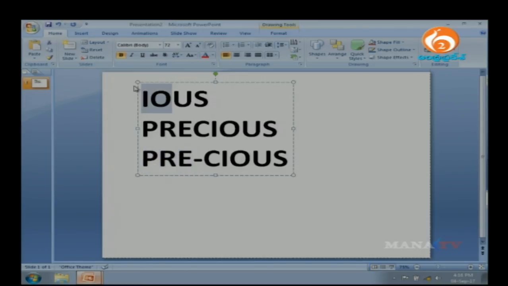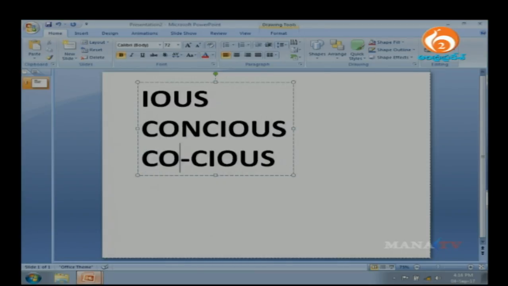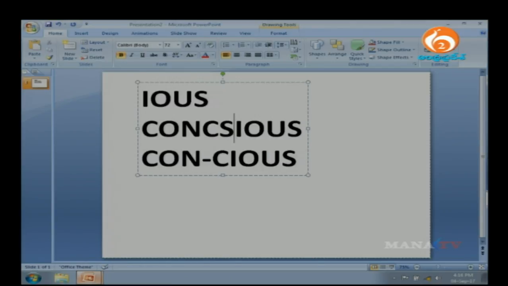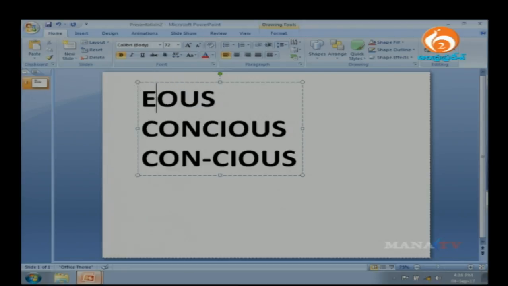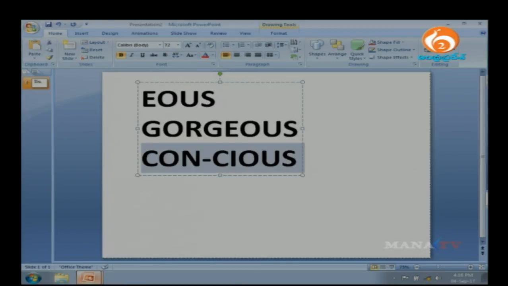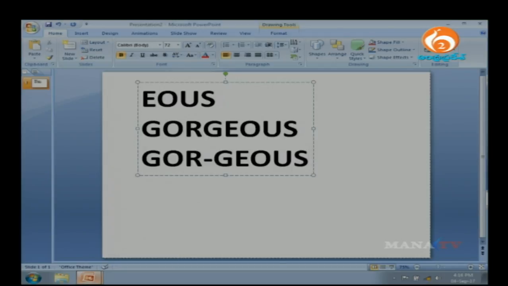Alright. For example, the word conscious. I have two syllables, conscious. I will go to the next one, EOUS. Let me break it down. Gorgeous. So obviously I will focus on the second last syllable, which is gorgeous.